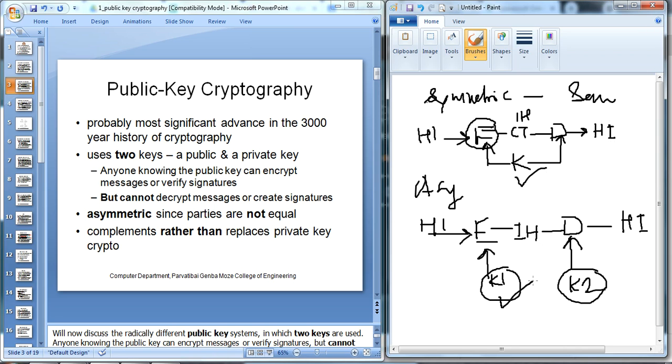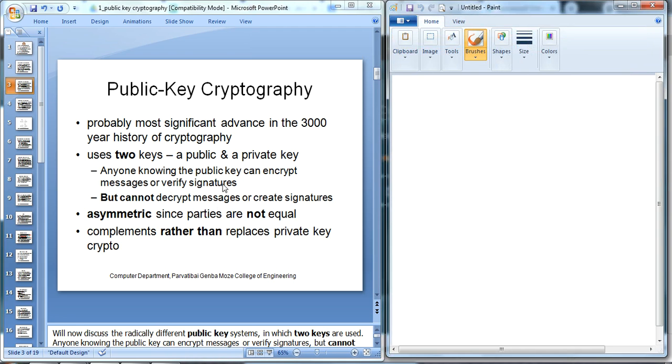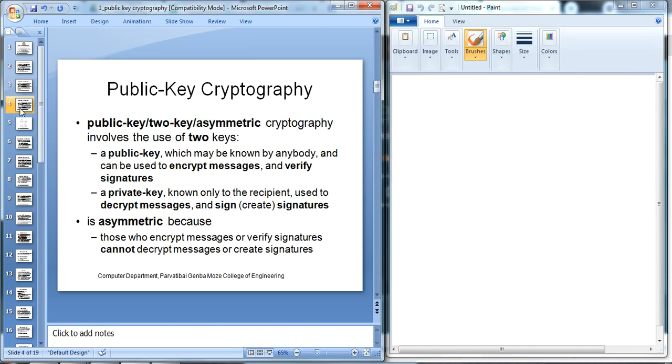Under the asymmetric, it uses two different keys. Symmetric key cryptography is also called single key cryptography or private key cryptography. Asymmetric key cryptography is called public key cryptography or two key cryptography. Now that is the basics about public key cryptography. The public key is also called two key or asymmetric key cryptography.